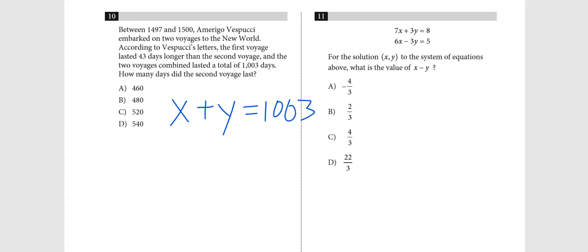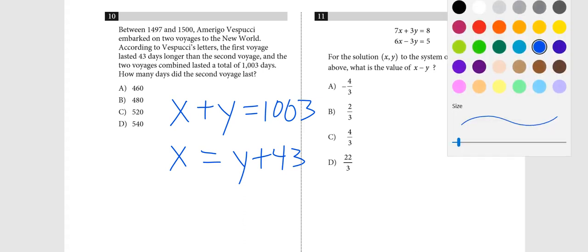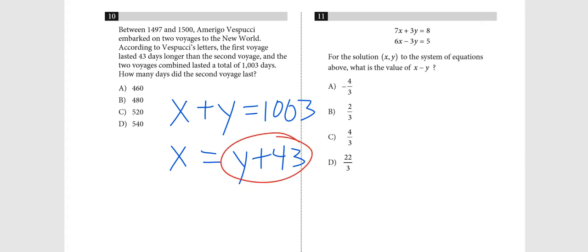The first voyage was 43 days longer than the second, so the second was shorter. So we have to take the shorter one and add 43 days to get the longer one. Okay, sounds like a job for substitution, really. Is that what you guys did?